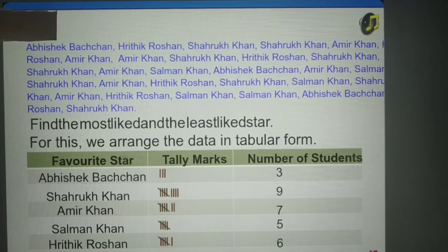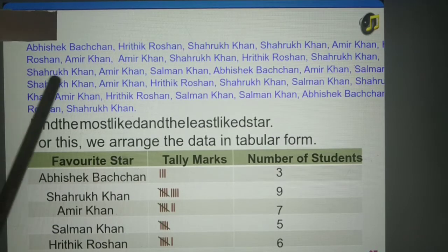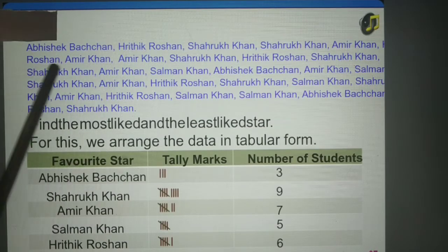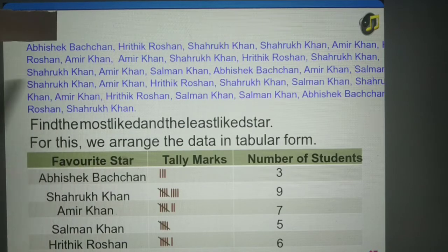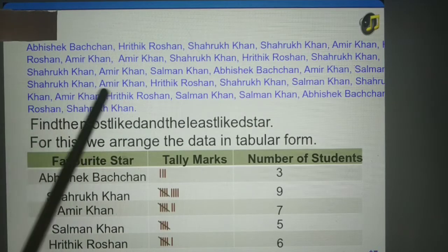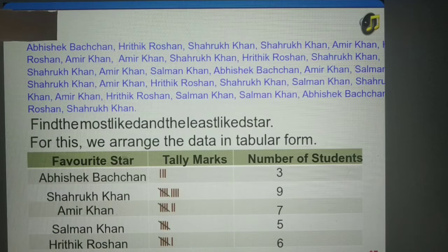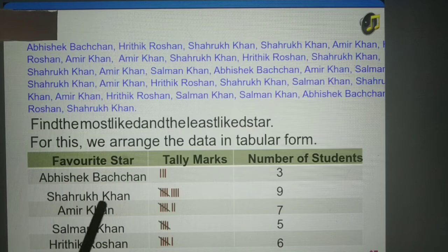Now students, understand this example. As this data is given in a very unorganized form, wherever the name is required it is written, but we organize this data in tabular form. We must select some form to represent the data. Now to represent this data, how many stars are observed? Only 5 stars are observed: Abhishek Bachchan, Shah Rukh Khan, Amir Khan, Salman Khan and Hrithik Roshan. Only 5 stars are used in this data.